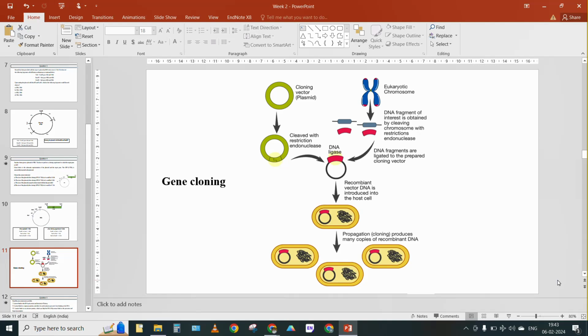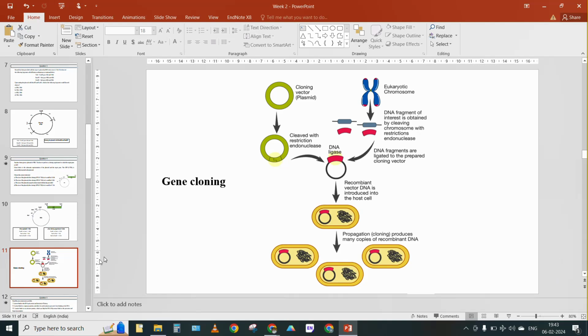The next thing is screening and identification. PCR, or polymerase chain reaction, or other screening methods are used to confirm the presence of the gene of interest in the transformed cell. And the last step is harvesting and purification. Once the gene or protein of interest has been successfully cloned and expressed, it can be harvested and purified for further analysis, characterization, or use.